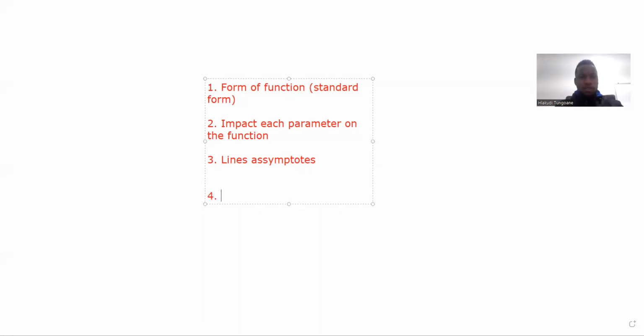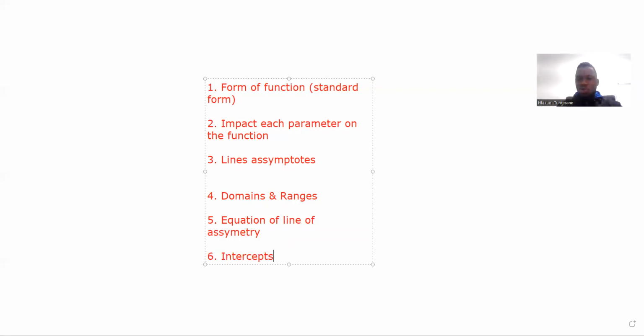And then the other thing is obviously domains and ranges. And then you need to derive equations of the line of symmetry. And then the other stuff is what you've already covered, as I mentioned, the intercepts. Intercepts apply to every function question. The principle is the same.